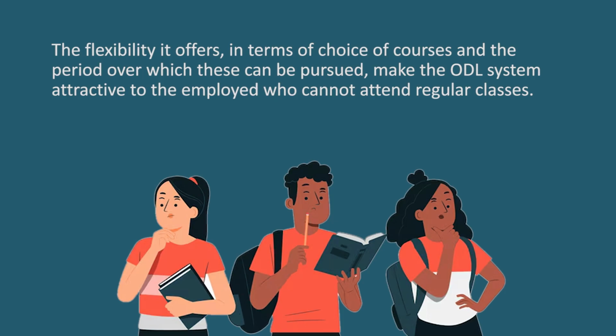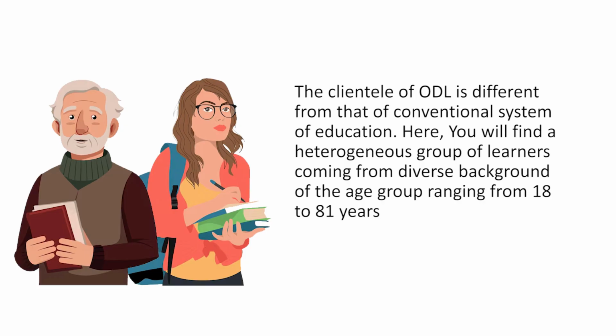The flexibility it offers in terms of choice of courses and the period over which these can be pursued makes the ODL system attractive to the employed who cannot attend regular classes. So the clientele of ODL is different from that of the conventional system of education. Here you will find a heterogeneous group of learners coming from diverse backgrounds, with the age group ranging from 18 to 81. So people of any age can take advantage of the open and distance learning system because it has flexibility in terms of age, duration of courses, examination system, and so on. You may take advantage of the ODL system to upgrade your knowledge as well as to earn a degree, which is equally valid compared to the traditional system of education.